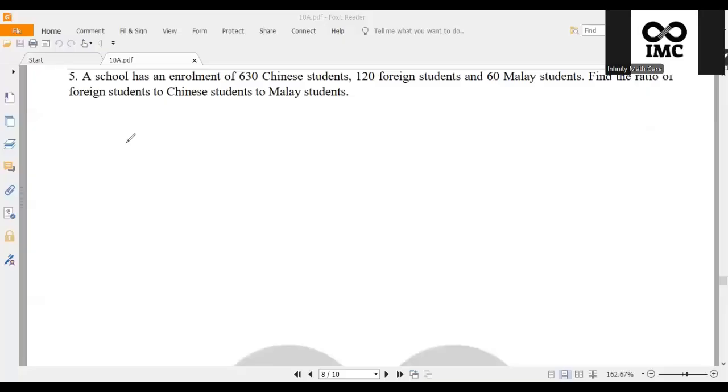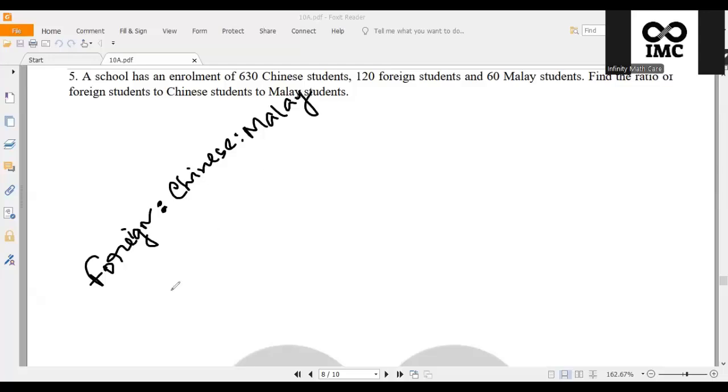Now, question number 5. Question number 5 says a school has an enrollment of 630 Chinese students, 120 foreign students, and 60 Malay students. Find the ratio of foreign students to Chinese students to Malay students. So at first, we need to find out the ratio in that way. So foreign student is to Chinese student, Chinese is to Malay. So look, how many foreign students are there?